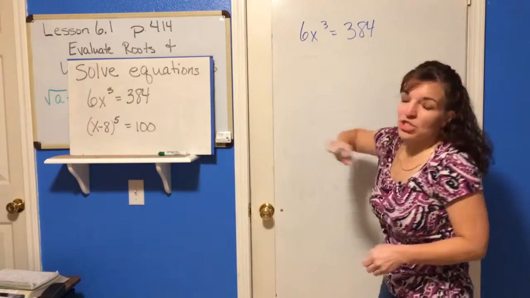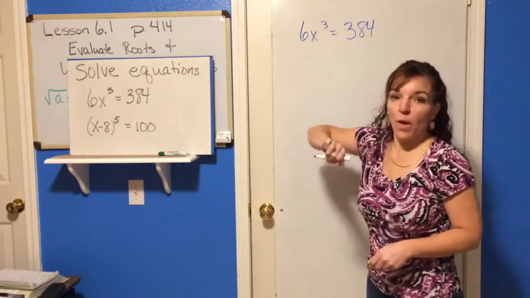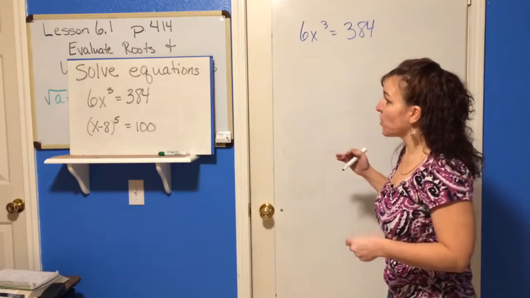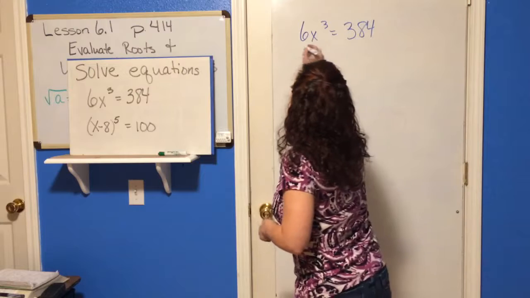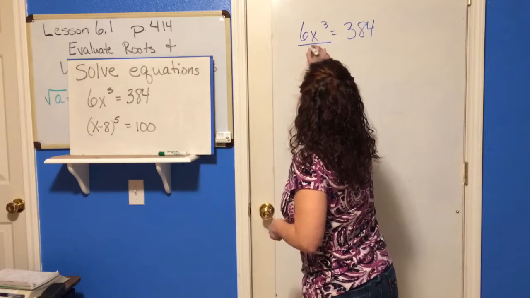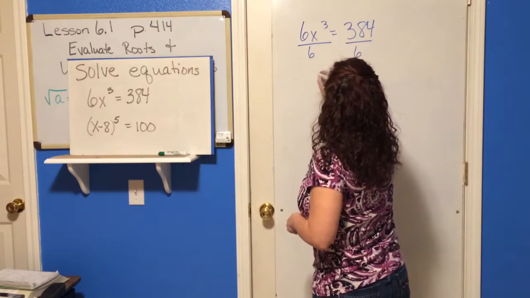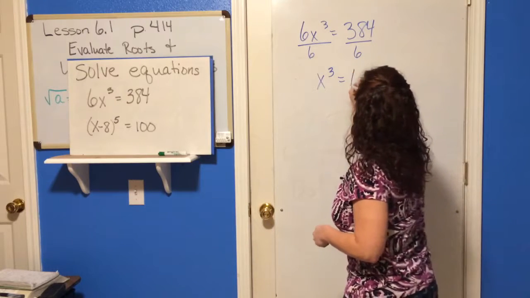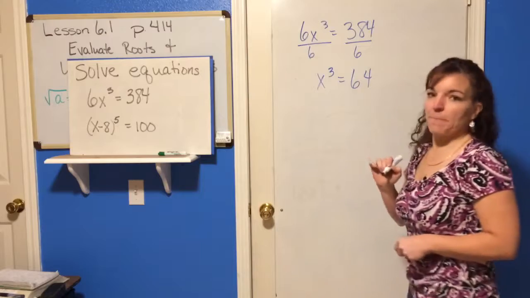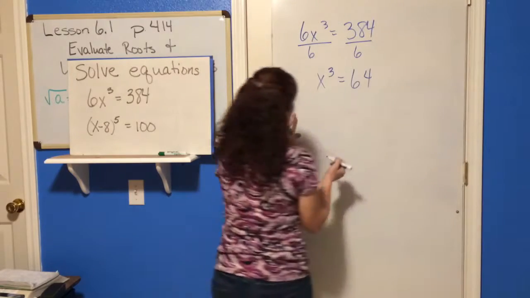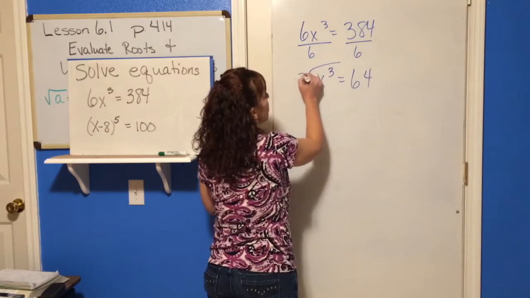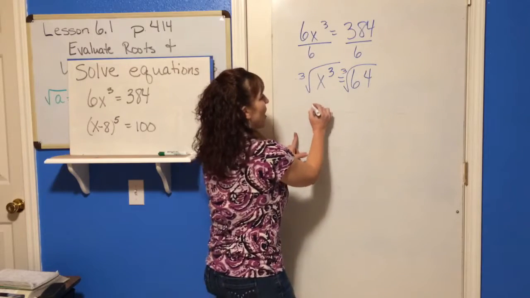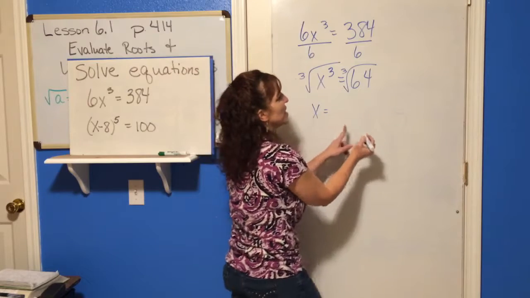We're going to solve this just the same way that we did when your x was squared, except now it's a cube. But now you know how to do cube roots, so it's not a problem. So what we're going to do is divide both sides by 6. So x cubed now is 384 divided by 6, which is 64. And so then you just take the cube root of both sides. And now x equals the cube root of 64.